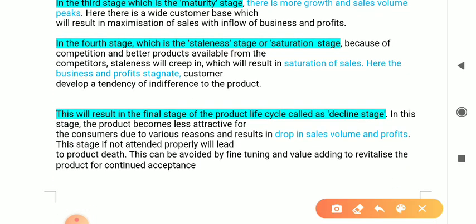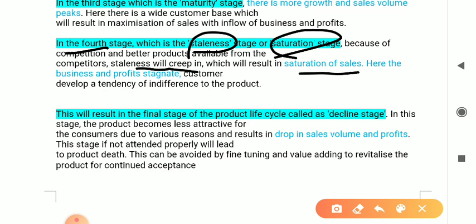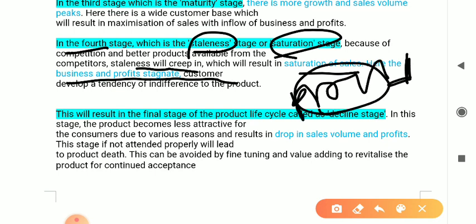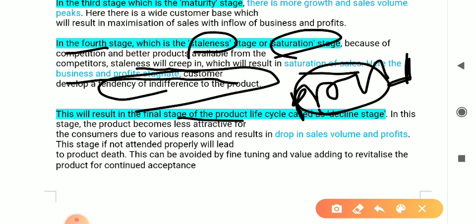So these are the things we have already discussed. In the fourth stage, which is the staleness or saturation stage, because a better product from the competitor is available, staleness creeps in, which will result in saturation of sales, hence business profit stagnates, right? Profit will be constant or something low also, right? So customers develop a tendency of indifference to the product. So this will result in the final stage of the product.